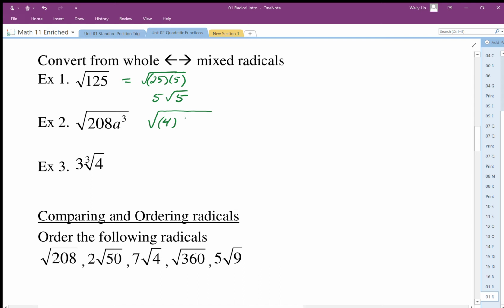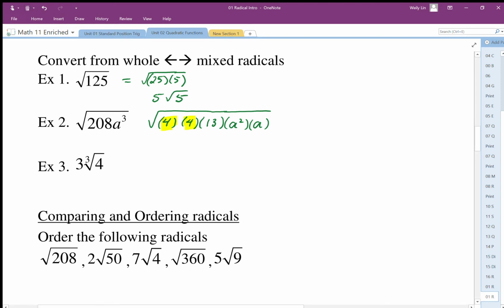So then I can divide 52 by 4 again. So I'm going to end up with 4 times 4. And 52 factors to 4 times 13. And then we have a squared times a. So we've now factored out the perfect square factors.